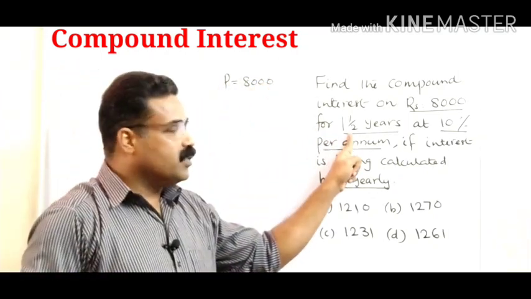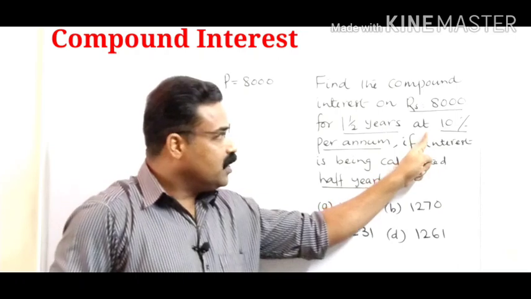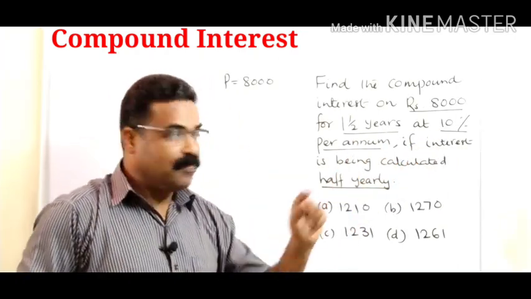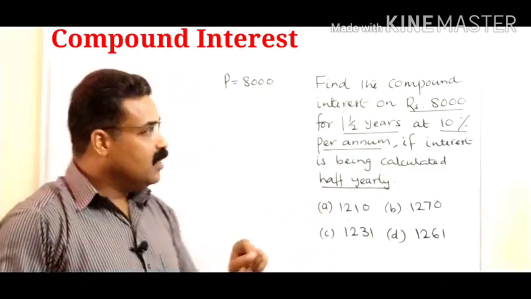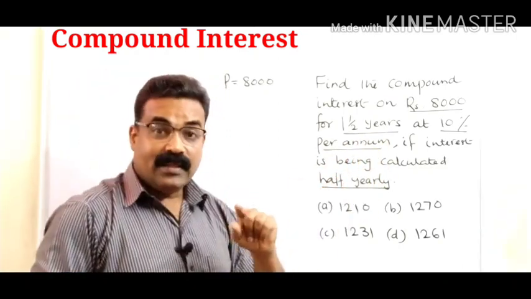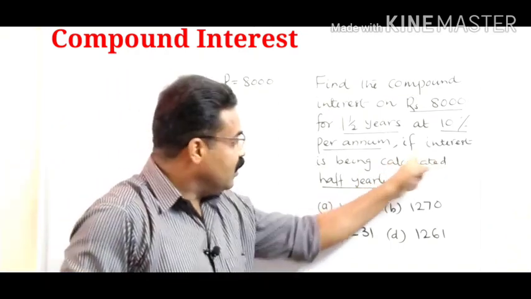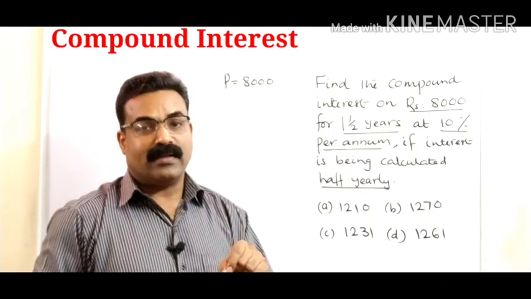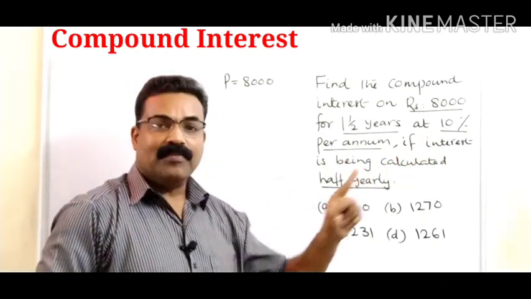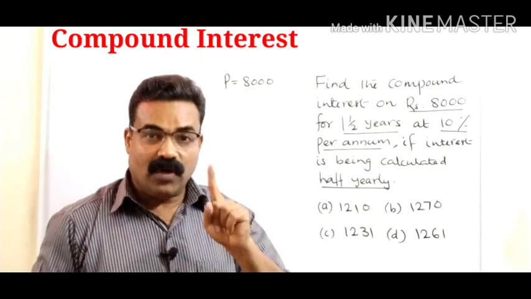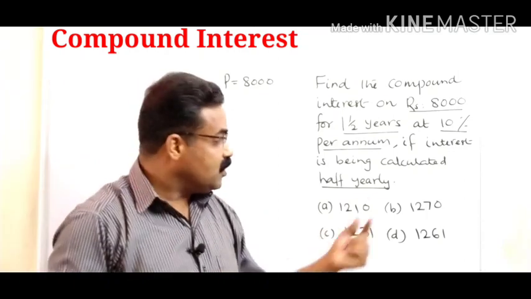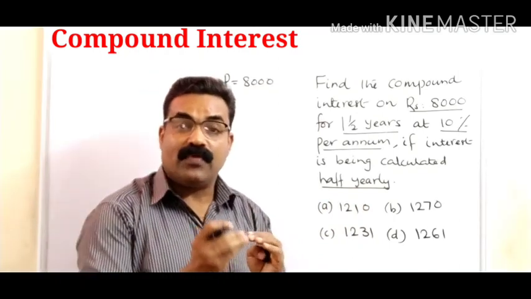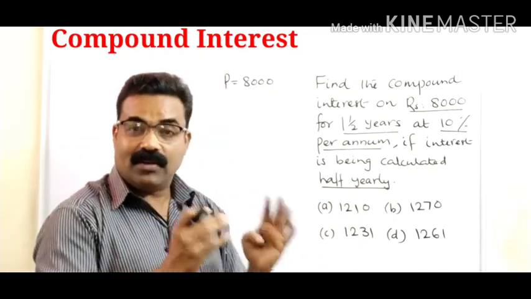For how many years? 1.5 years at 10% per annum. Per annum means per year, 10% per year. But the important point here is the interest is being calculated half yearly. Half yearly you have to calculate the interest. This 10% is per annum. The 10% is for full year, 1 year. But we are calculating the interest half yearly. So these all are the important points we have to take care of in the question.